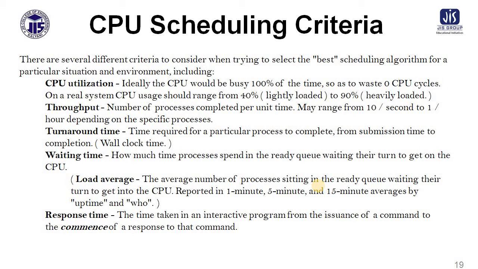Throughput means the number of processes completed per unit time. So how many processes are actually completing per unit time. Turnaround time is the time required for a particular process to complete, from the submission time to the completion time. Waiting time is how much time a process spent in the ready queue, waiting its turn to get into the CPU. And response time is the time taken in an interactive program from the issuance of a command to the start of the response to that command.